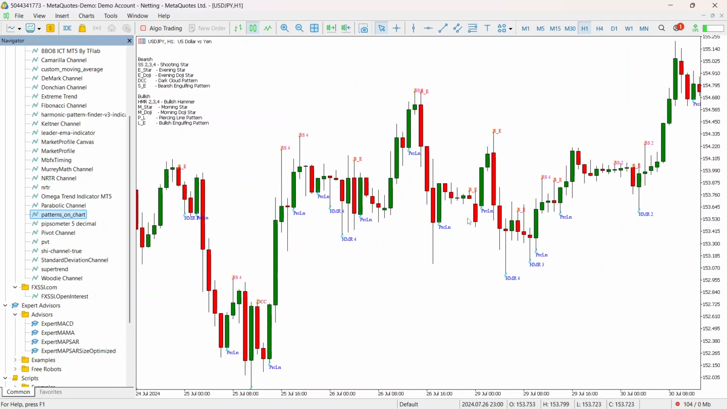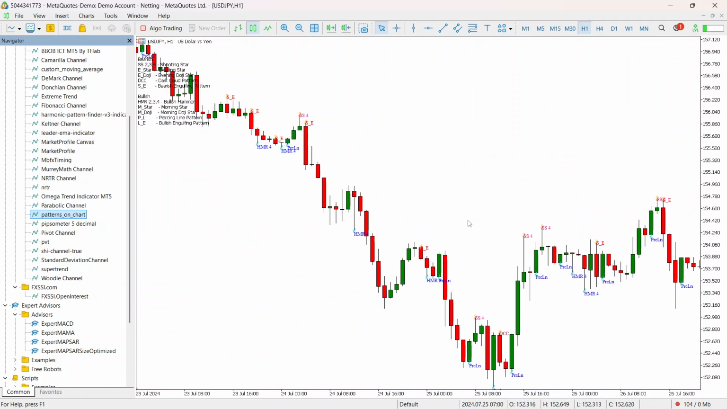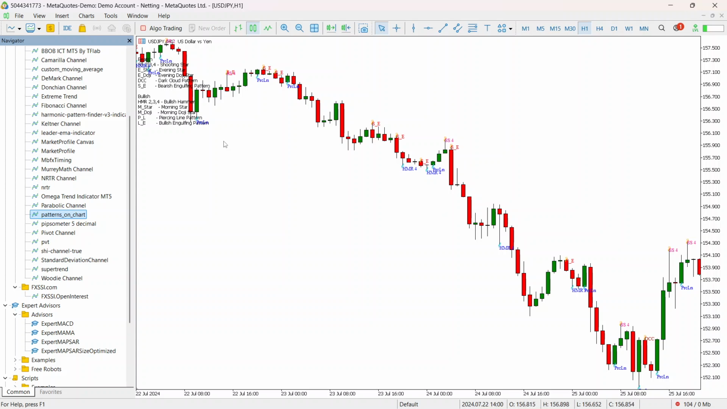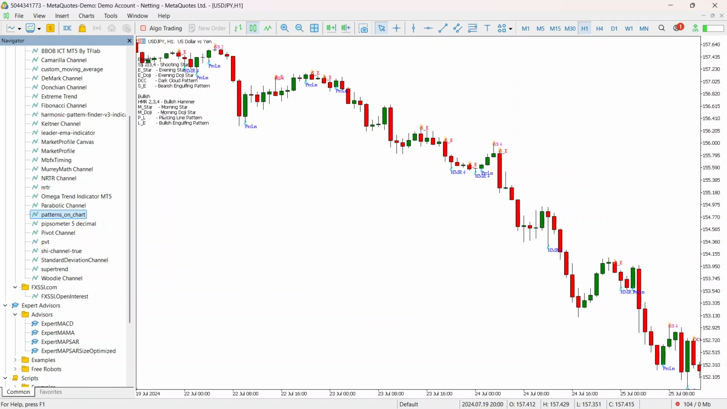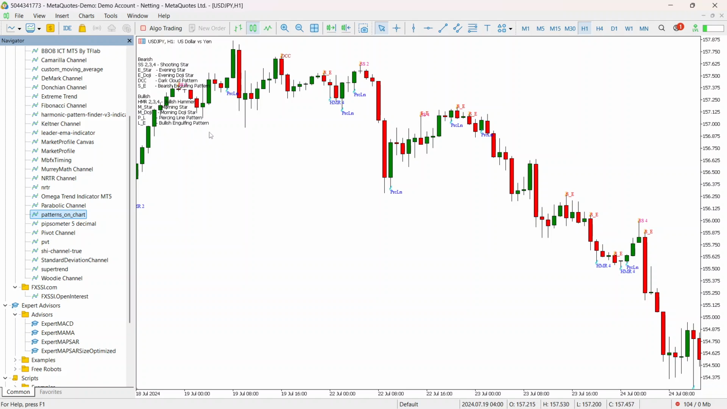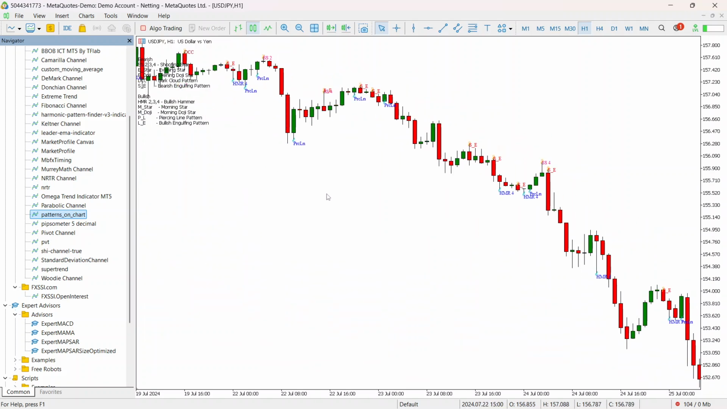each pattern type carries its own implication, either bullish or bearish formation, candlestick formation, or candlestick pattern. This annotation allows traders to identify these structures at a glance without manual analysis.